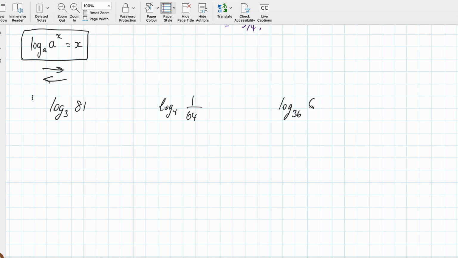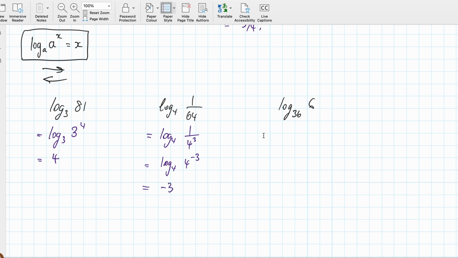Now, like in the previous video for exponentials, we've got to know those powers. 3 to the power of 4 is 81. Therefore, our answer is 4. Okay. Over here, this is log base 4 of 1 on 4 cubed, which is log base 4 of 4 to the negative 3. Therefore, the answer is negative 3.